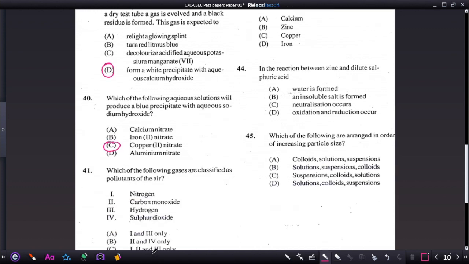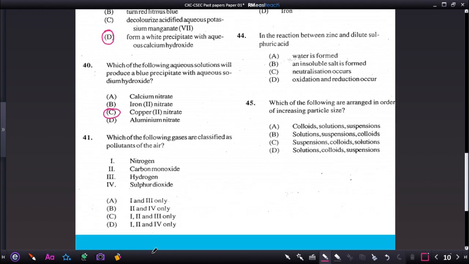41. Which of the following gases are classified as pollutants of the air? Nitrogen, we need nitrogen. Nitrogen is clean. Carbon monoxide is poisonous. Hydrogen gas, though explosive and so forth, is okay. It's not a pollutant to the air. Sulfur dioxide forms acid rain. So it's 2 and 4, which is B.